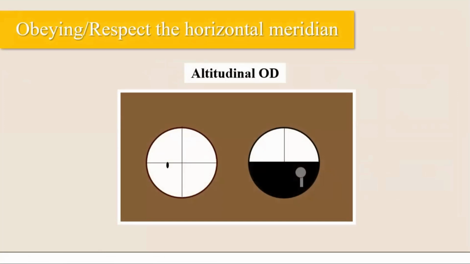I made an animation for the altitudinal defect. If you have a case with altitudinal defect, the next step should be to see if it is respecting the horizontal meridian or not. You are moving the pen; in the lower field it is not seen. Once you cross the horizontal meridian, it's seen. And you do it on the other quadrant. It wasn't seen, but once you cross the horizontal meridian, it's seen. So this is an altitudinal defect respecting the horizontal meridian, and it has a significance. It has a correlation with specific disorders.